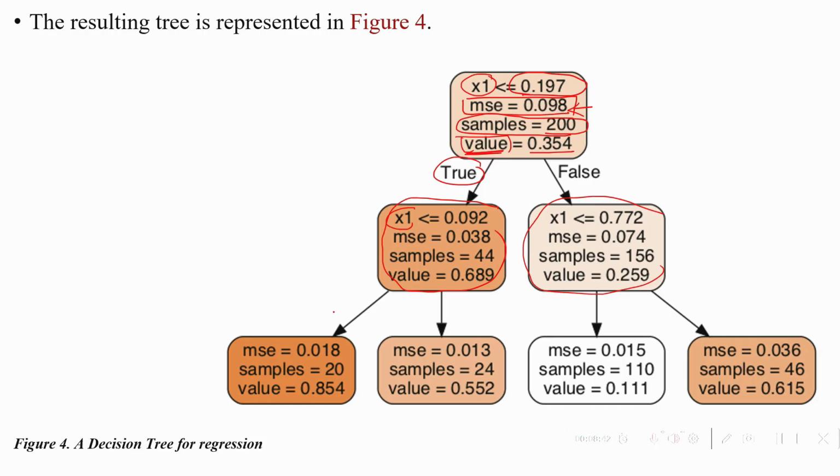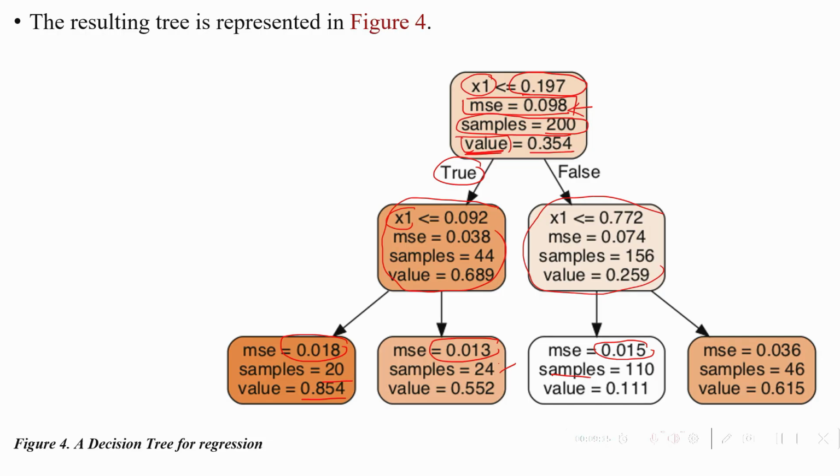At the last we have the values: samples equal to 10 and mean squared error equal to 0.018 and corresponding value equal to 0.854; mean squared error equal to 0.013, number of samples equal to 24, value equal to 0.552; here 0.015 is the mean squared error, number of samples equal to 110, and value equal to 0.111; mean squared error equal to 0.036, samples equal to 46, and value equal to 0.615.